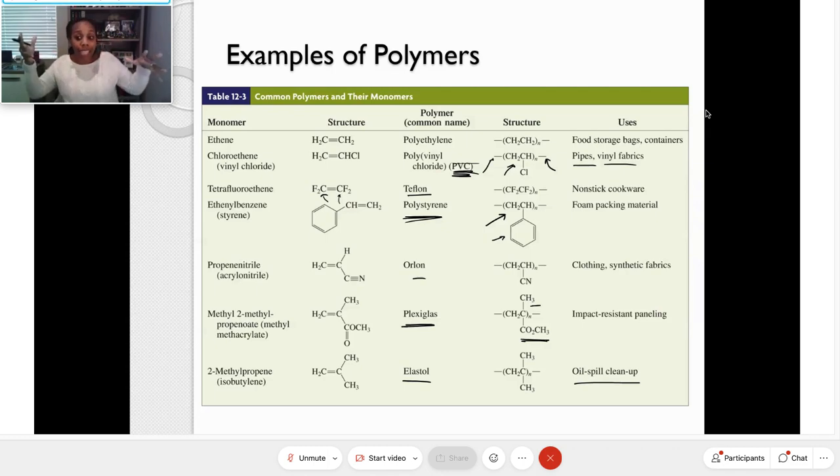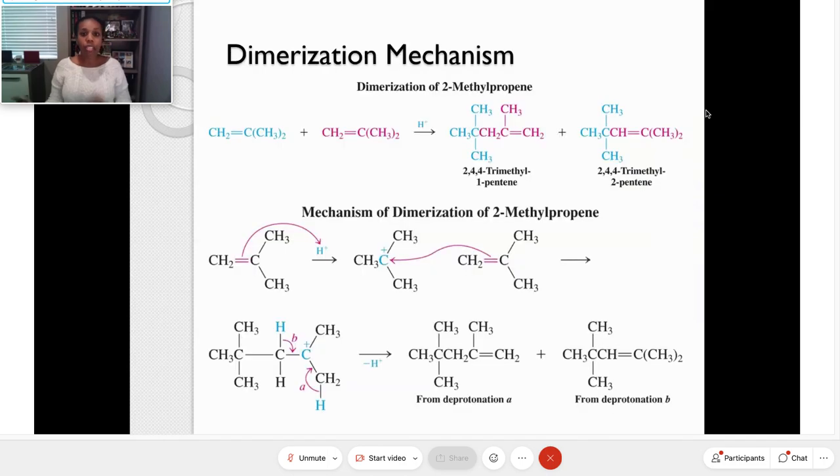People are coming up with plastics now that can break down, that are biodegradable, but that's still an area of research. All right, so let's look at one of these reactions.